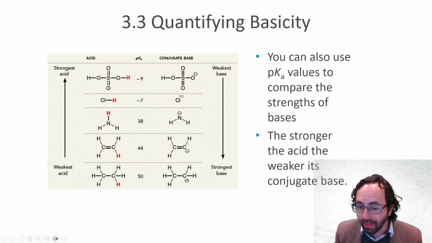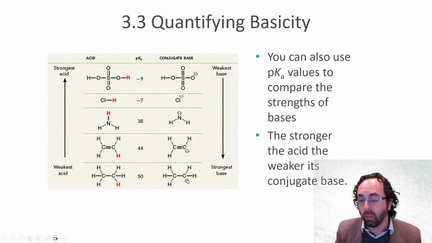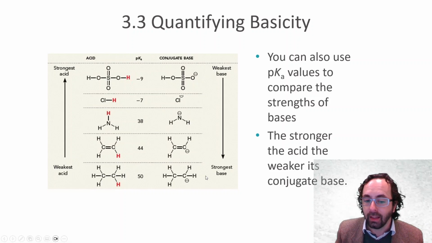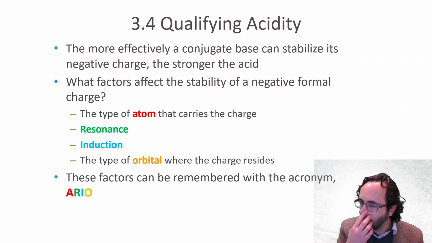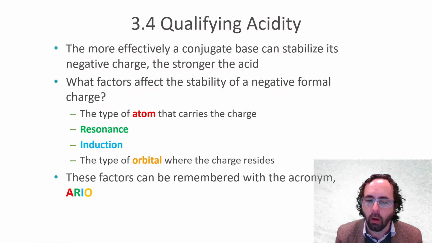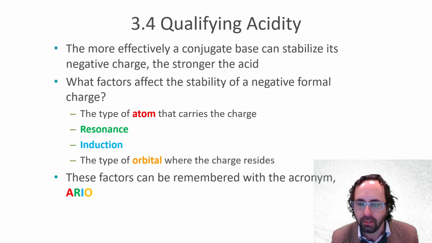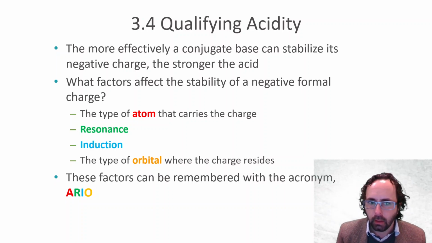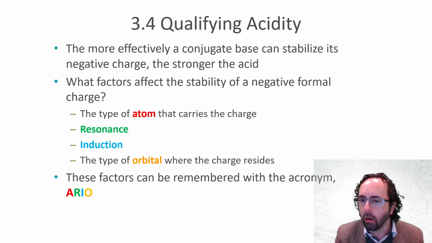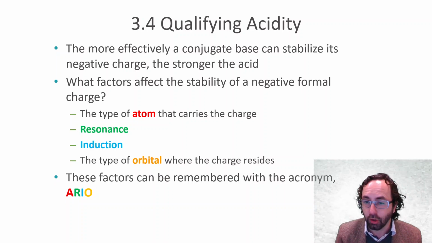Why is that? How could we determine, without numbers, that a conjugate base here is very unstable? This one is very unstable. It wants to grab a proton. And this is based on a type of reasoning called ARIO, which stands for atom, resonance, induction, and orbital. And we apply ARIO to the conjugate base generally, the ion, basically, the one with a charge.